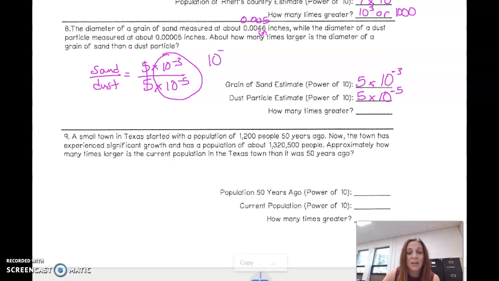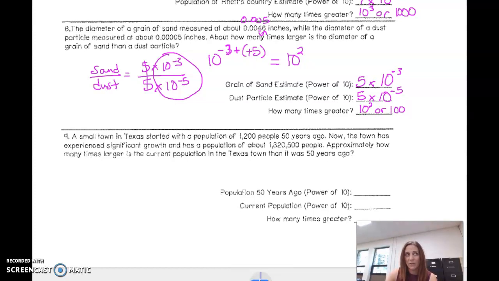Now be careful subtracting. We get negative 3 minus a negative 5. So keep, change, opposite: subtracting is the same thing as adding the opposite. So if we go negative 3 plus 5, we get 2. So how many times greater is it? 10 to the second power, or 10 times 10, is 100.